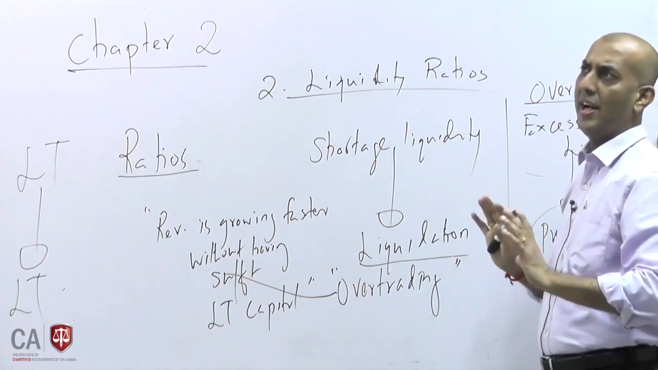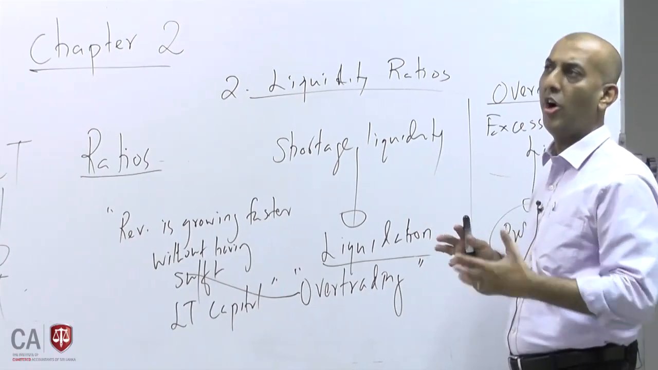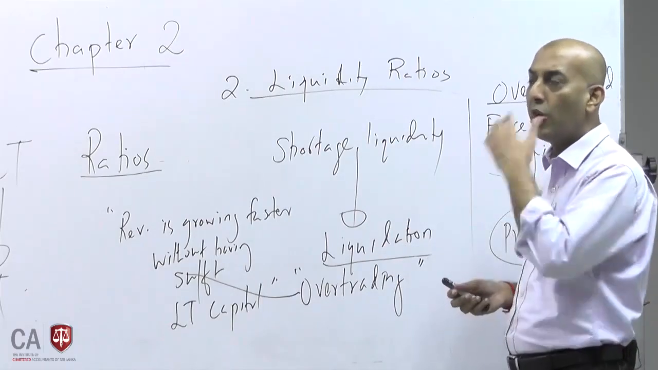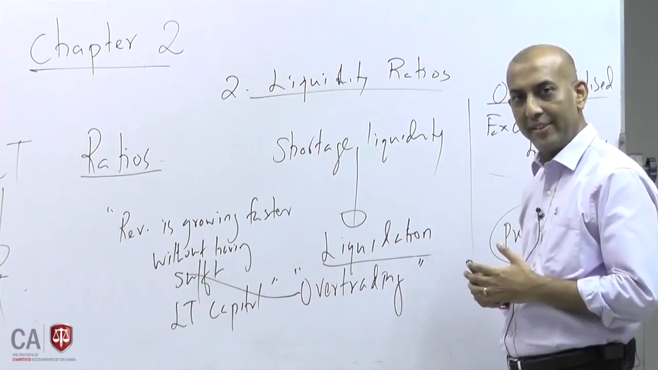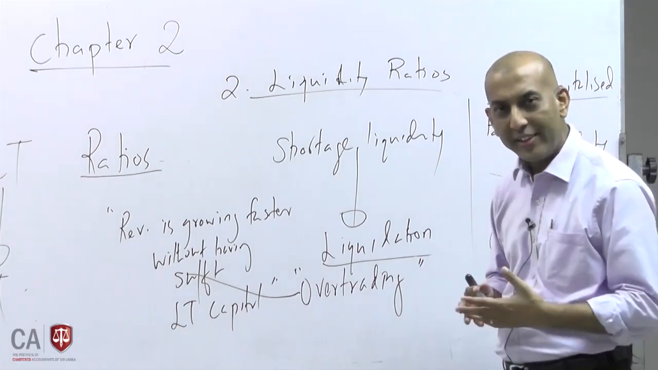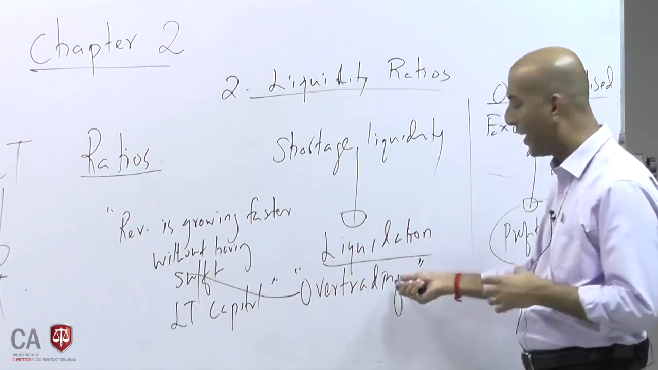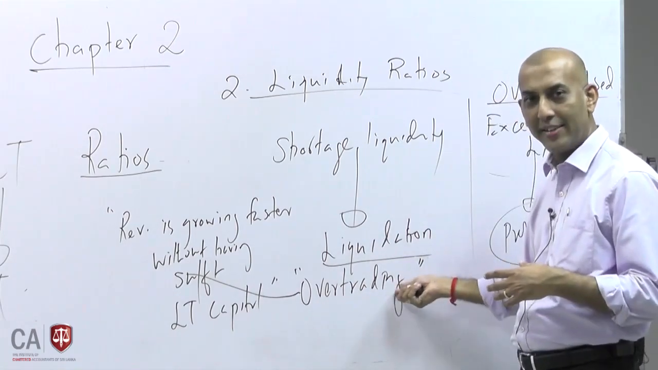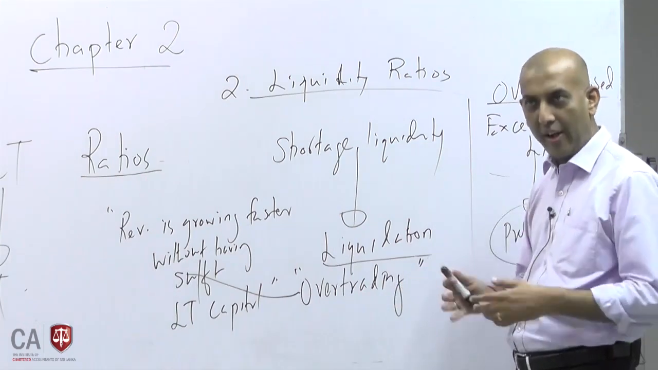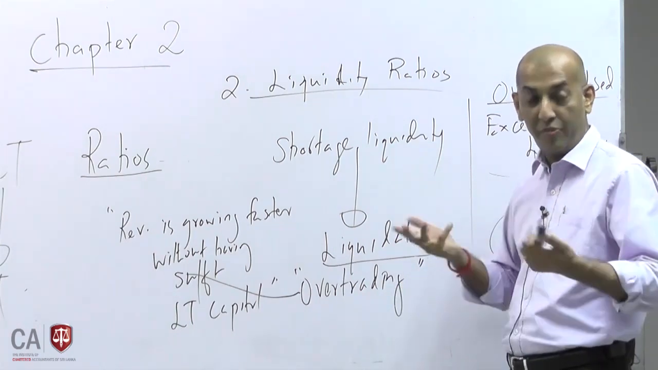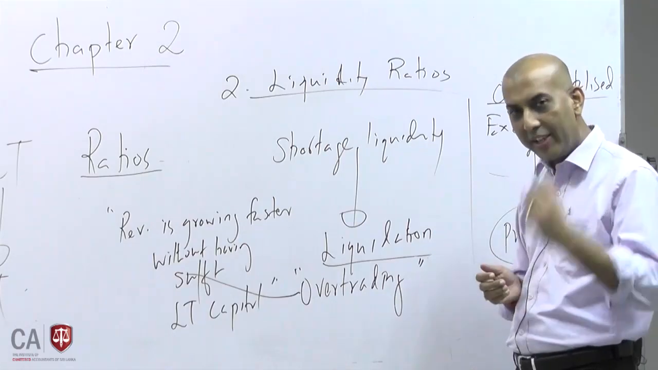Now please be aware, if you take accounts of a company or you work for that company and your company sales are growing faster, don't conclude saying the company is overtrading. That's not the answer. Sales are growing is a good thing. Why? More sales, more profits. Good for company. What is the problem?